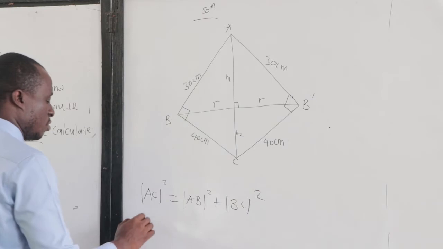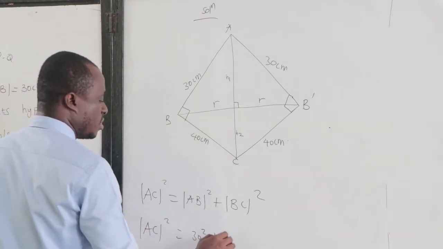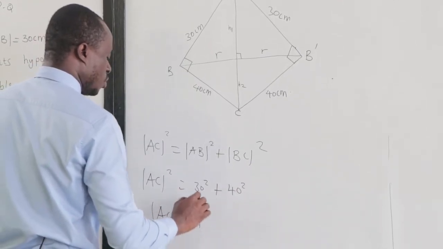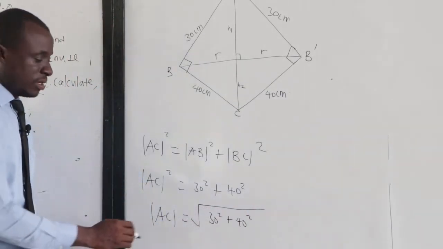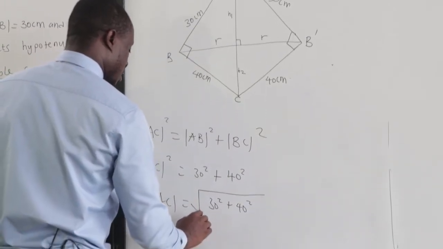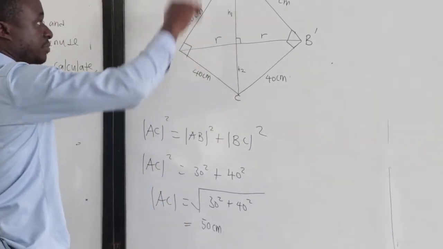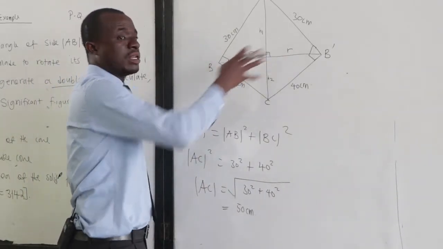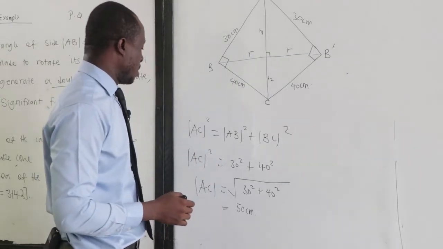Now what is AC? We don't know. But we know AB, that is 30 square, and we know BC, that is 40 square. Now AC square will change to become a square root, so we have the square root of 30 square plus 40 square. And from here, when we use the calculator, this gives us 50 centimeters. So that is our AC. Now from here, what do we know? This is a right angle triangle, this is another right angle triangle. So you can equate the areas and then we'll be able to find the radius.